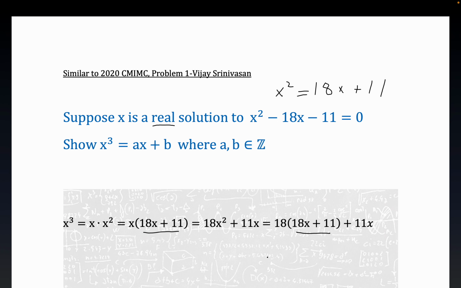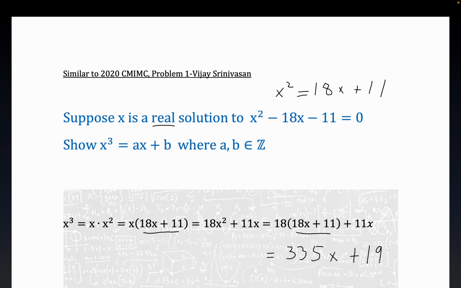Now this ends up being, let's see, 18 times 18 is 324. 324 plus 11 is 325. Oh wait, 324 plus 11 is 335, excuse me. So that's 335x plus whatever 11 times 18 is, and that's 180 plus 18, which is 198. Okay, so there we go. All right, so there you go, folks. We have this is equal to x cubed, and we're technically done right now.